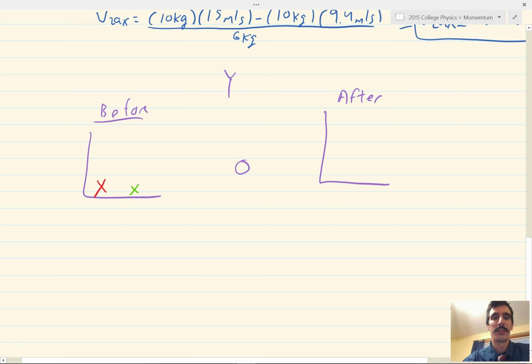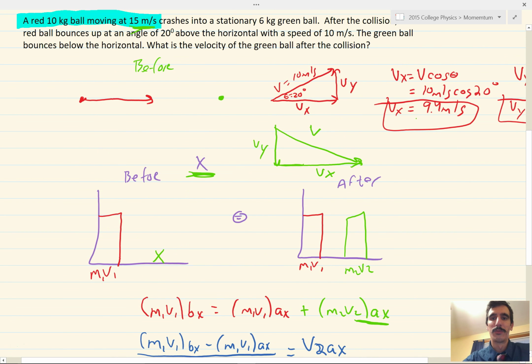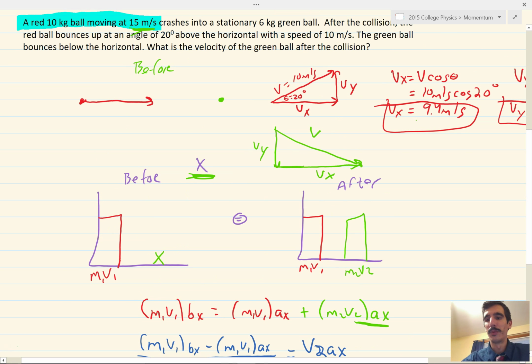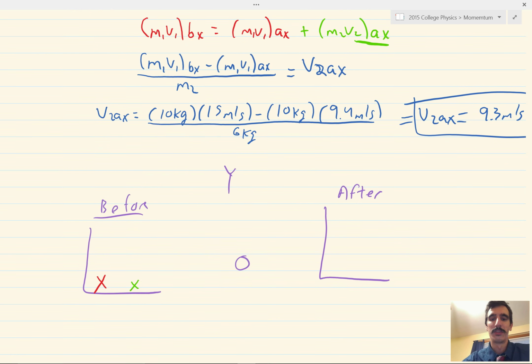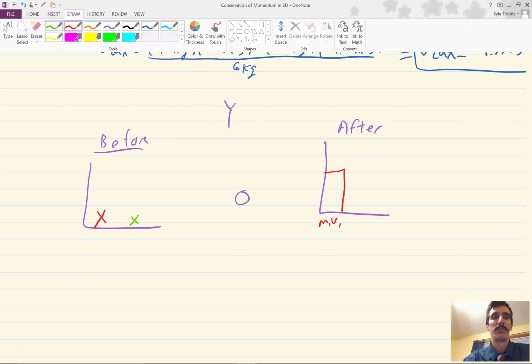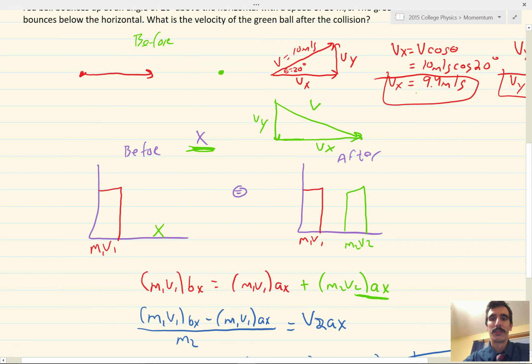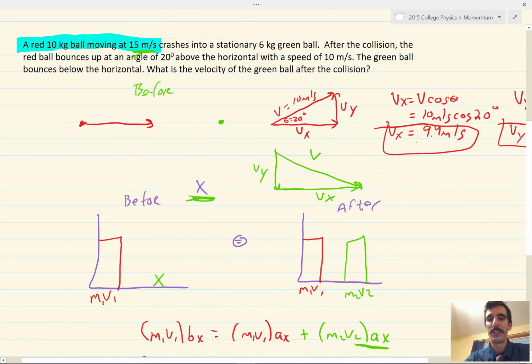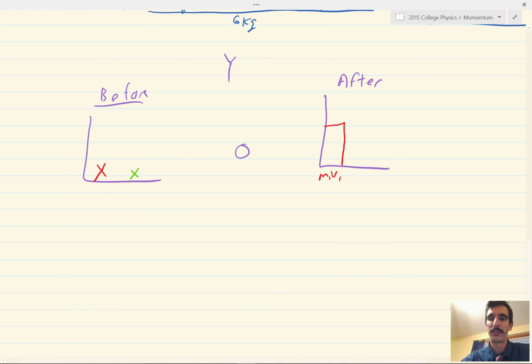After they collide, the red ball bounces upwards. It's moving in the upward direction, so it has velocity in the y direction. And the green ball, if we look at the green picture, it's moving down, so it has negative momentum, or velocity in the negative direction.